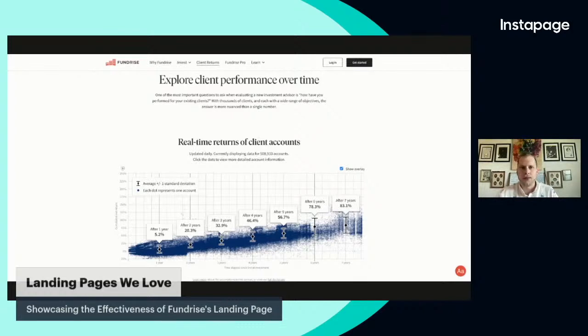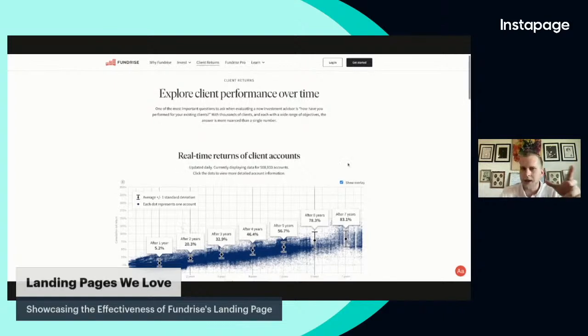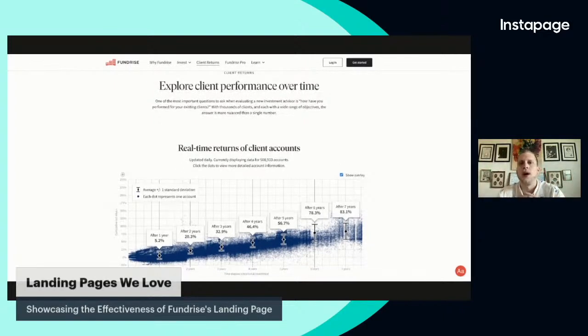It starts off with a header that tells you what you want to know. I want to see client performance over time. How are you performing versus the market, versus this subset of portfolios, all that good stuff. It's very value driven to the user and the person that they're trying to acquire from this page.